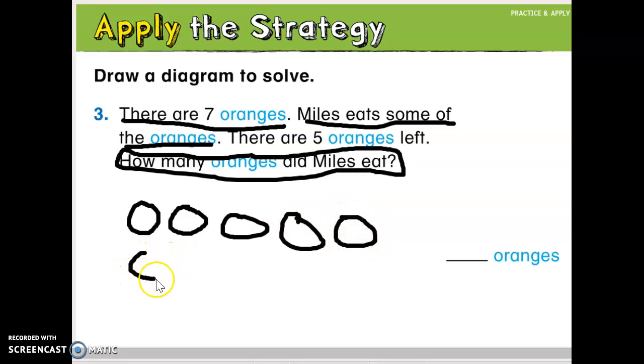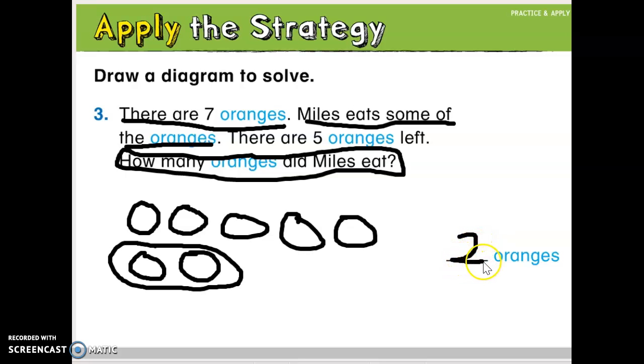I'm going to make mine like a 10 frame so I can kind of visualize it. Okay, there's our 7 oranges. Now, we know at the very beginning there from reading that there were 5 oranges left over. So if we consider that this is the number that they're searching for, here's the 5 that were left over. So we want to know how many oranges did he eat. If he has this many, 5 left over, he had to eat 2 oranges.